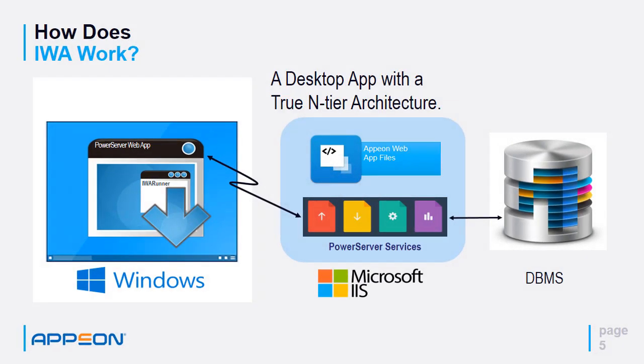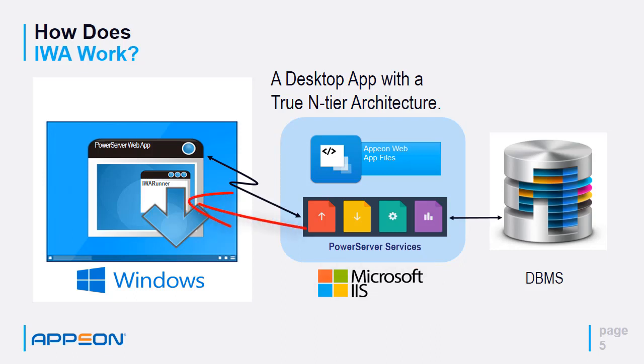How does IWA work? Let's have a look at the big picture. On the left-hand side, you can see your application running underneath IWA Runner. IWA Runner is pointed, of course, to IIS and PowerServer running inside of it. PowerServer, again, is not a server. It's really a helper to the main application server, IIS. Because in this example, we're using .NET.